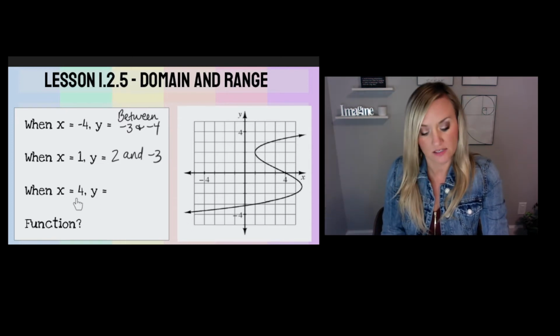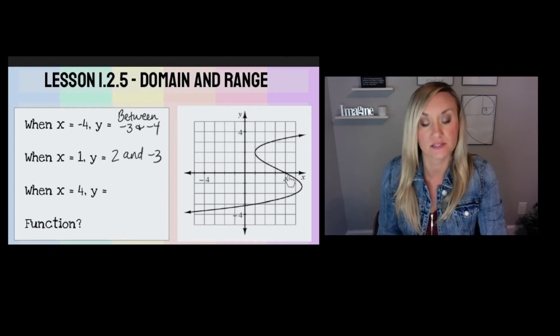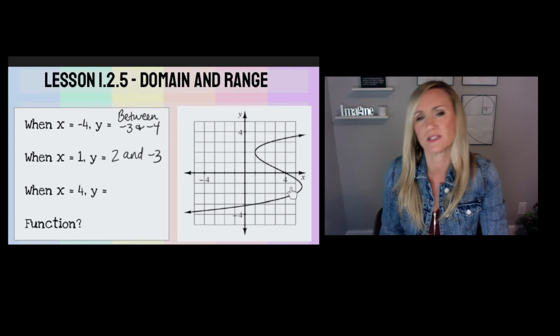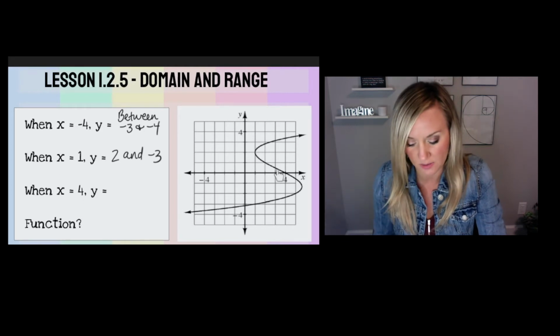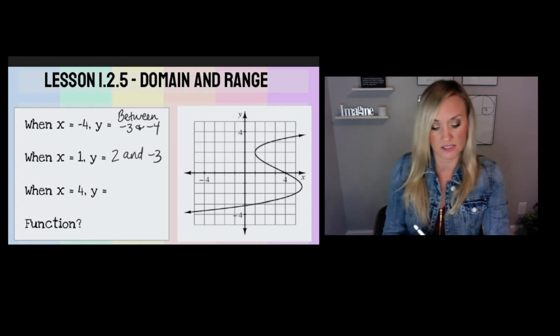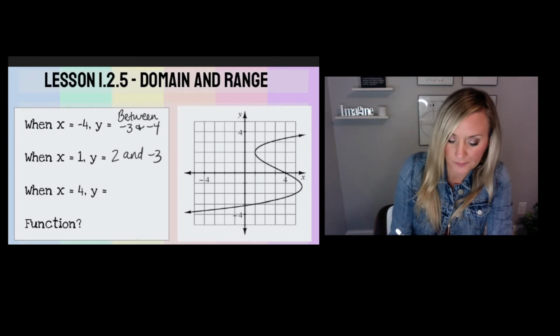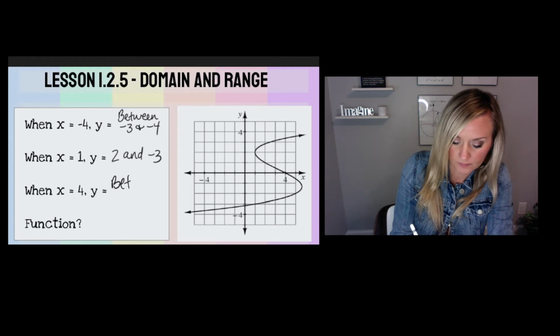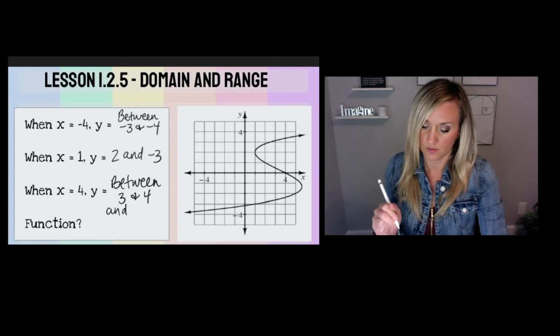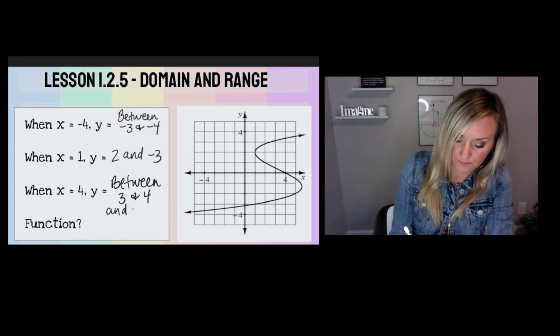When x is 4, so x is a +4, what is our y? It looks like we have two possible solutions, and they're also not in a really nice spot. It looks like it's between 3 and 4, and between -2 and -3. So let's write that out: between +3 and 4, and also between -2 and -3.